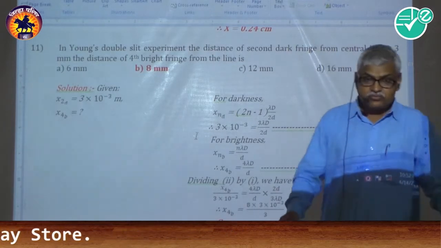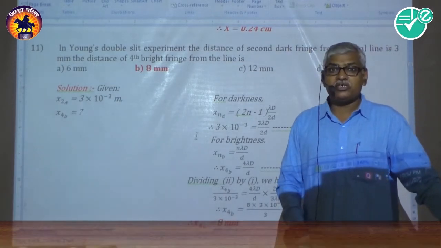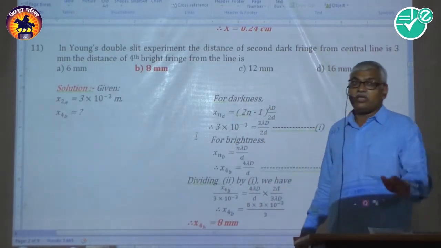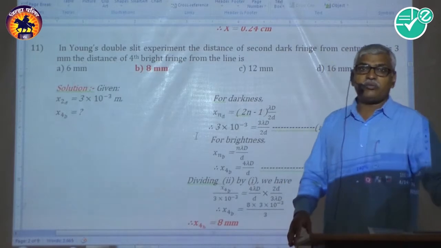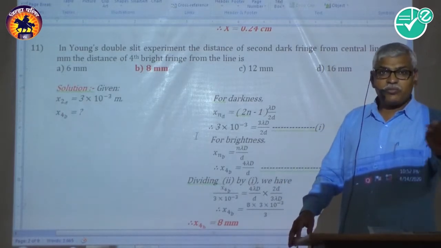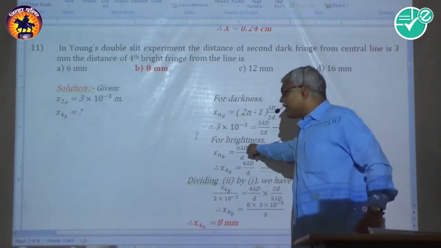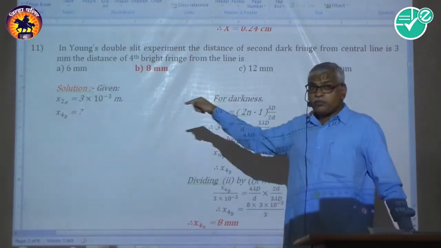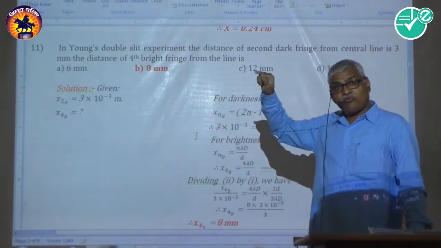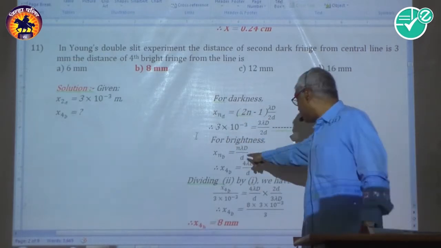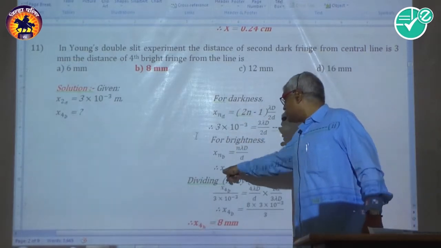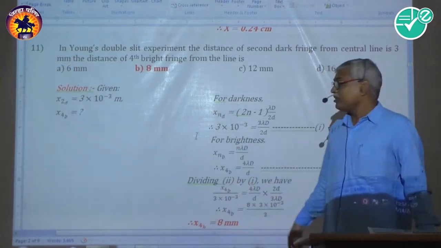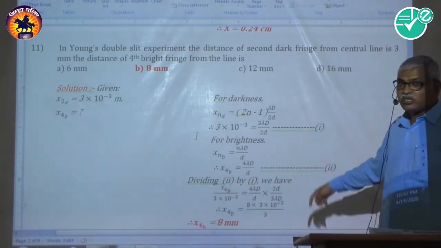Now, what is the distance of the nth bright fringe? We have a similar formula: for brightness, x_nb, the distance of the nth bright band from the central bright band, is equal to n lambda D upon small d. Here in the problem, x_4b is the distance of the fourth bright band, that is n is equal to 4. Therefore, x_4b is equal to 4 lambda D upon small d. x_4b is asked. This is equation number 2.